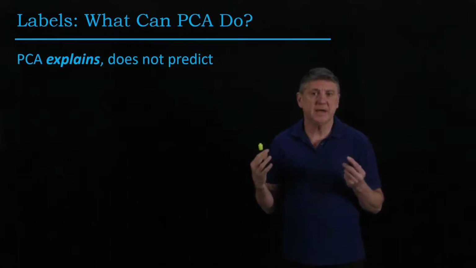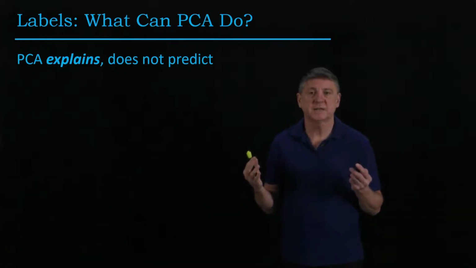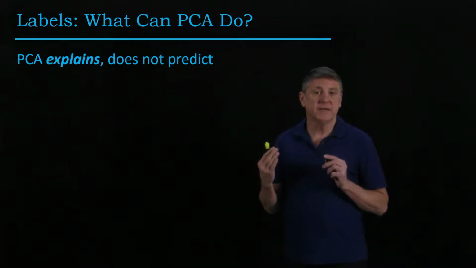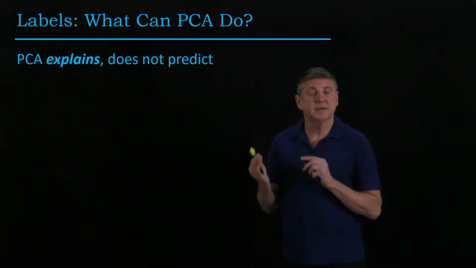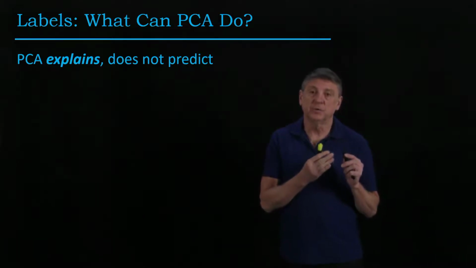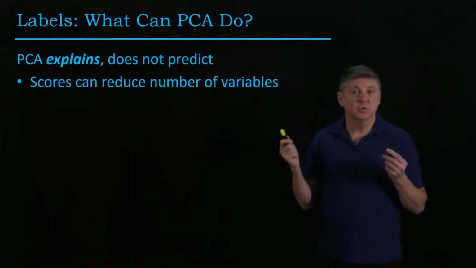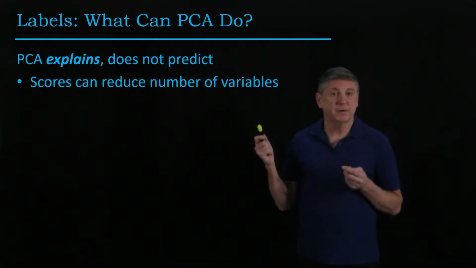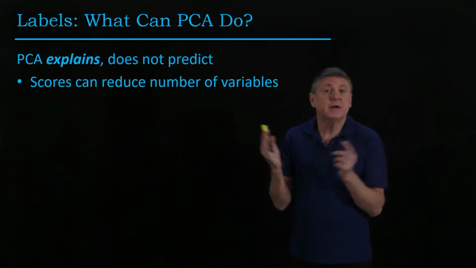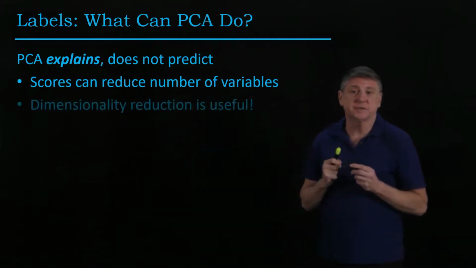So PCA, or principal components analysis, explains. It doesn't predict. That is, it treats all of the data as though they're independent variables and doesn't attempt to provide new categories for new data. The scores are what we use to reduce the number of variables. For example, we might go from a very large number of variables down to only 2 for visualization.